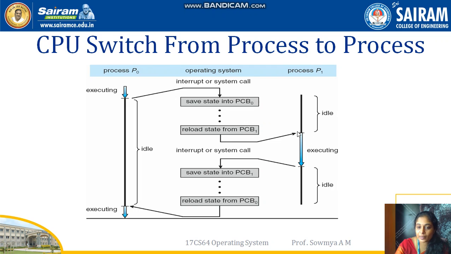Once PCB1 of P1 is loaded, it starts execution until an interrupt or system call is generated. If a system call or interrupt is generated from P1, it saves the state of PCB1 and reloads the state of PCB0. After the reloading of PCB0, the P0 process will start execution and P1 will go back to idle state. This is how the CPU switches from one process to another process.